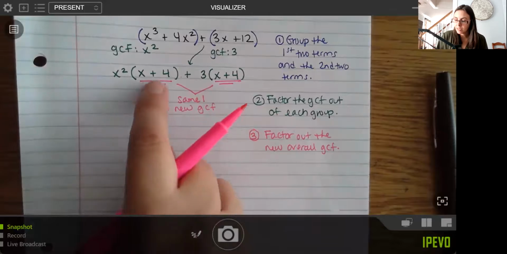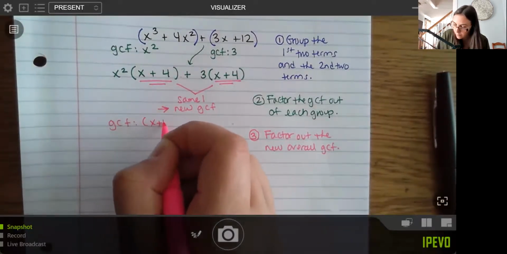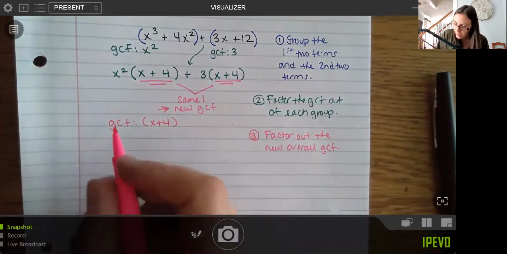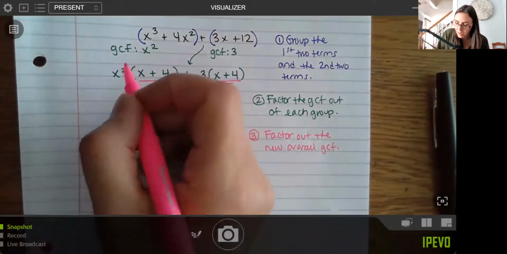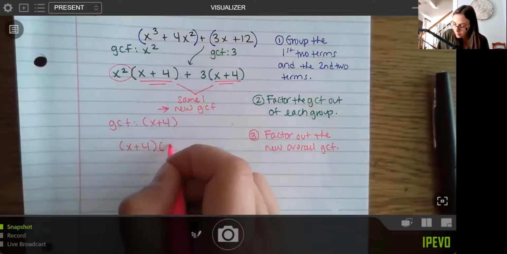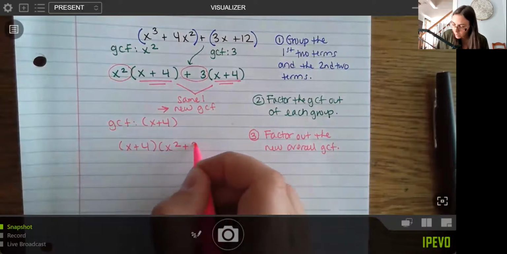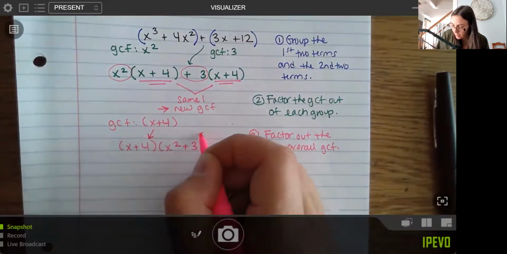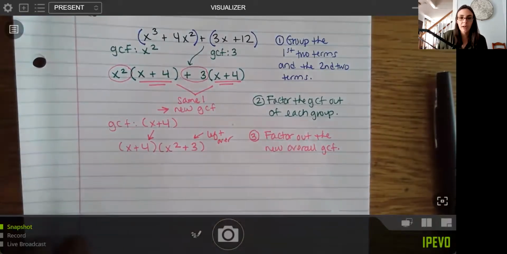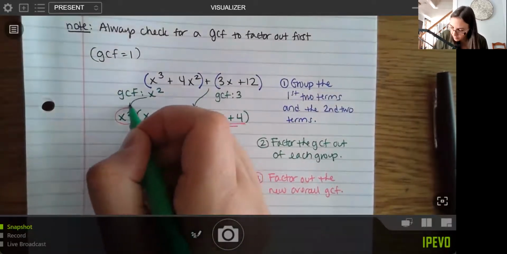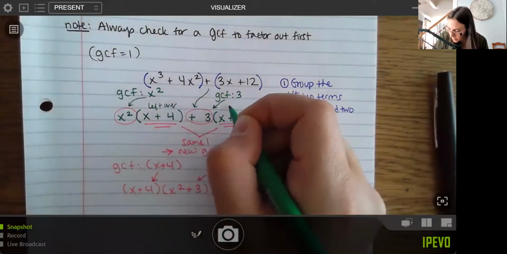So I'm going to take that GCF. My new GCF is this x plus 4, and I'm going to factor it out. So I have x plus 4, and then from the first group, I have an x squared left. And then from the second group, I have that plus 3 left. Okay, so there's your GCF, and there's the leftover. And actually, it was the same process up here. So there was your GCF, and there's the leftover, and there's your GCF, and there's the leftover.